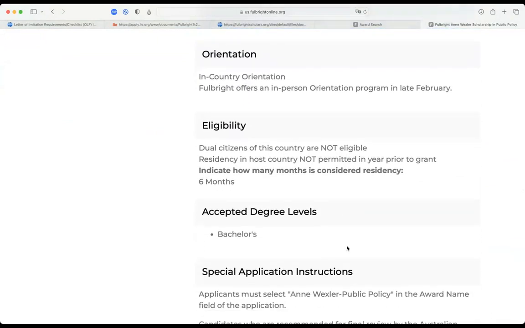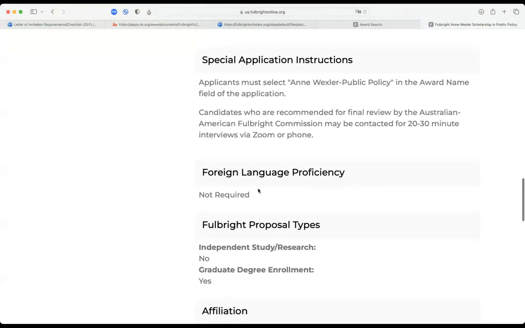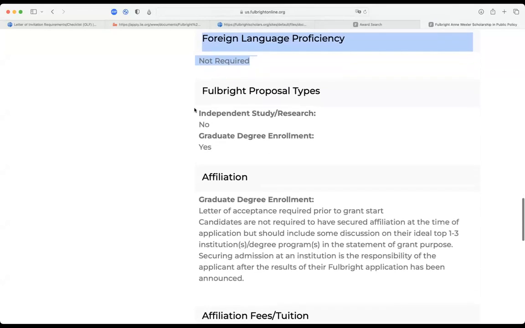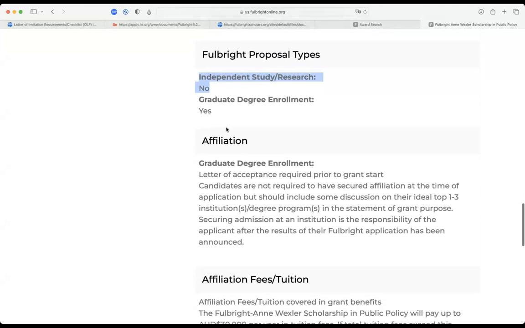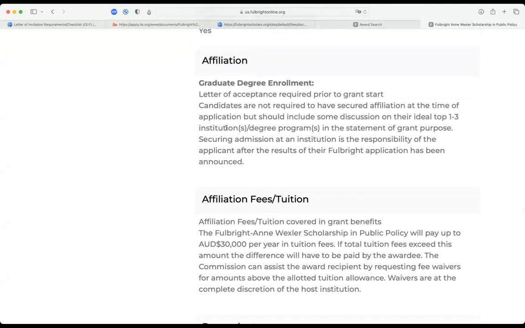And we see that there's no foreign language proficiency. If you're fluent in English, not a problem. Okay. And that you can't, for this particular award, do independent study or research. You can't just wander around the country on your own. This is specifically for study in that country with a university.